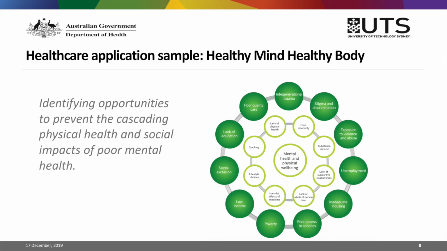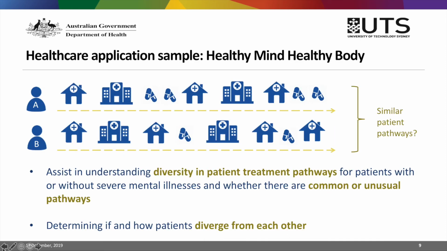Improving the physical health of people living with mental health conditions is one of 8 priority areas for action, agreed by all Australian governments. The Healthy Mind, Healthy Body project aims to identify opportunities to prevent the cascading physical health and social impacts of poor mental health. More specifically, the Commonwealth Department of Health is planning to use this system to better identify patient groups with mental health conditions who may differ in their physical health.